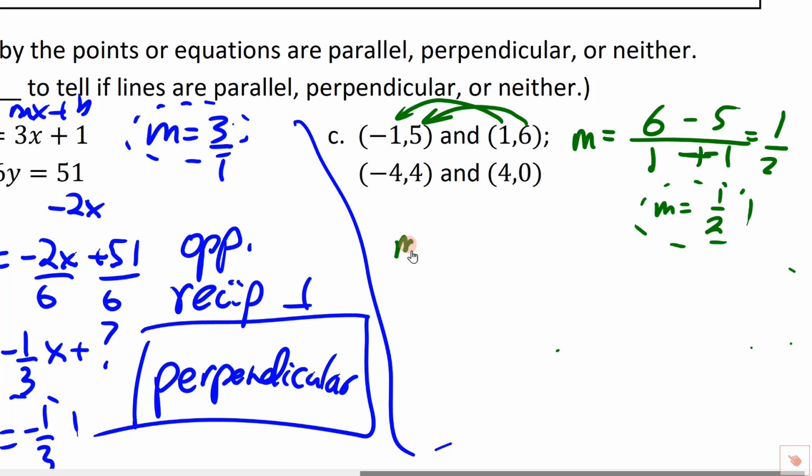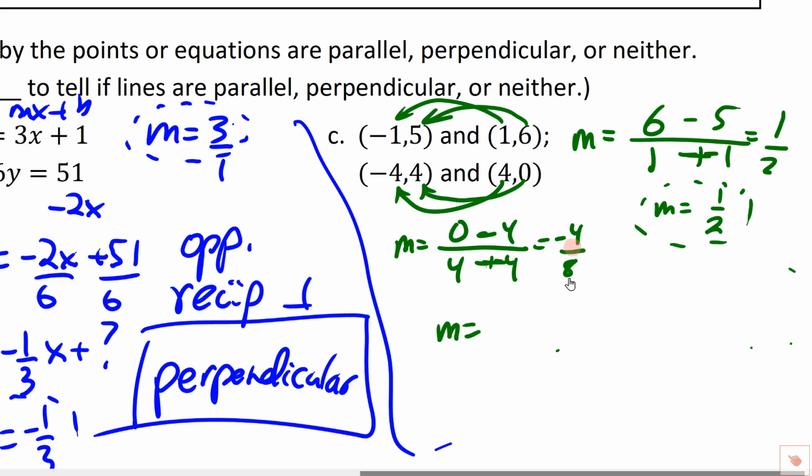Again, the formula is y2 minus y1. I'm going to put the minus in there, and I'm going to do y2 minus y1, so 0 minus 4. And then I'm going to do the x2 minus x1, so that's going to be 4 minus 4, so negative 4 on the top, and then this is going to be a plus, so that's going to be 8 on the bottom. So I get negative 4 over 8. Definitely want to reduce that all the way because they don't look anything like each other right now.